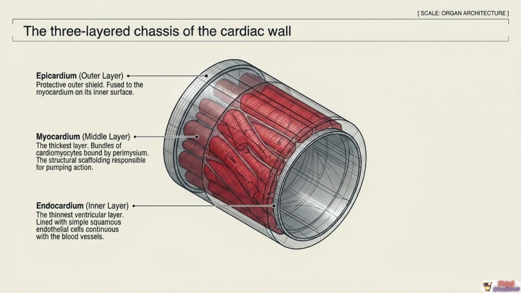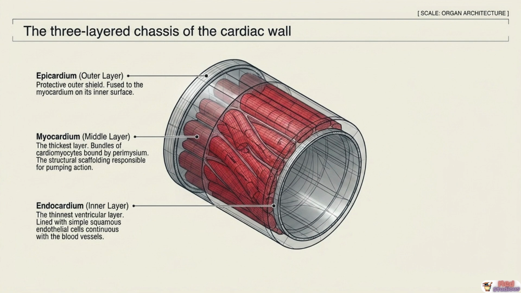Having mastered the cellular components, we can now assemble them into the three-layered structural chassis that forms the wall of the heart. The outermost layer is the epicardium, a protective sheet fused directly to the external surface of the underlying muscle tissue. Beneath this lies the primary functional powerhouse, the myocardium. This middle layer is by far the thickest part of the heart wall, comprised of dense bundles of cardiomyocytes wrapped carefully in an extracellular connective tissue matrix known as the perimysium. The myocardium provides the raw structural scaffolding and contractile power responsible for the heart's relentless pumping action.